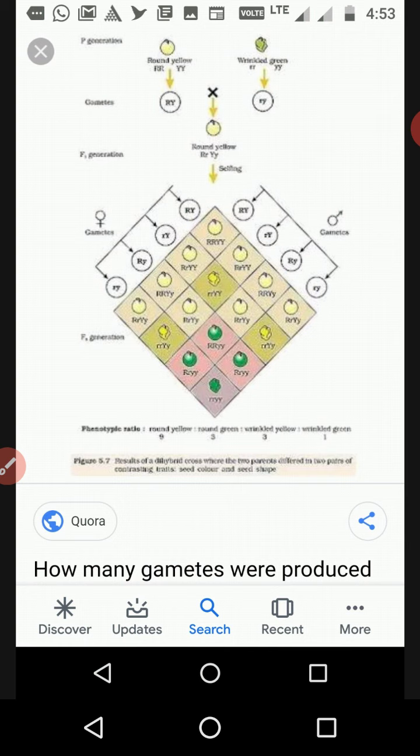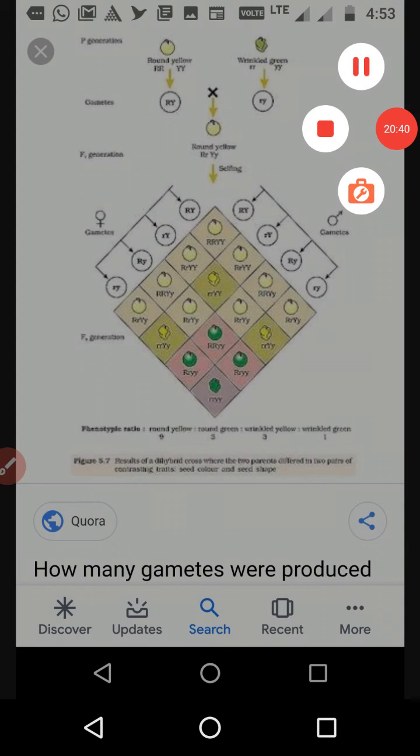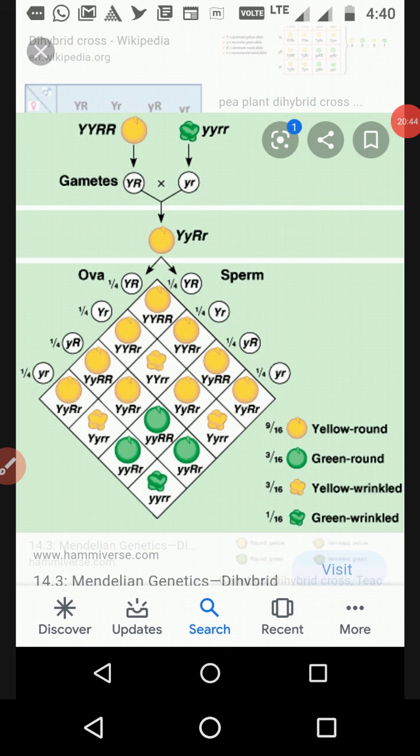So you have to see all the characters in this chart. In this chart you all have to see both characters clearly. In the F1 generation, homozygous capital Y, capital R parent generation, and then small y, small r parent generation. In the F1 generation, two gametes are there.